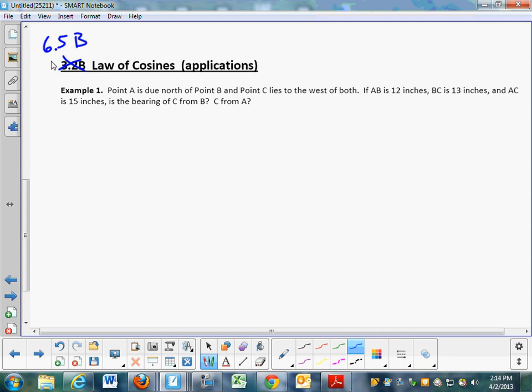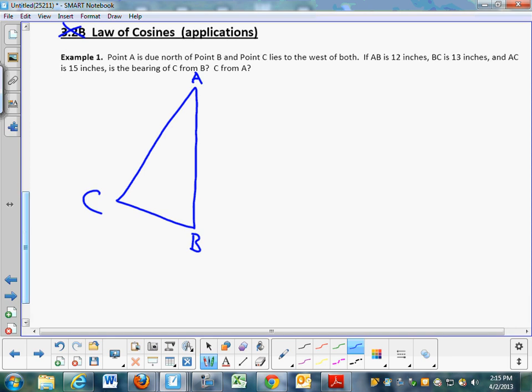So, we're going to try a kind of difficult problem right now. It says point A is due north of point B. What is the bearing of C from B? What is the bearing of C from A?